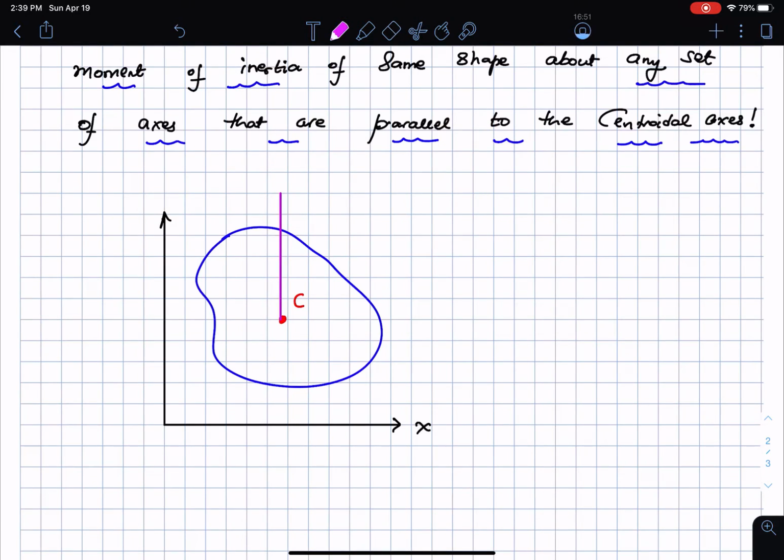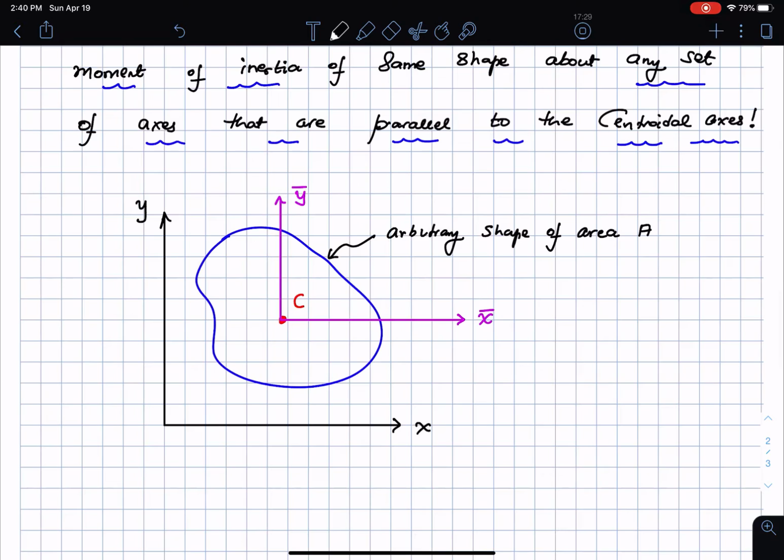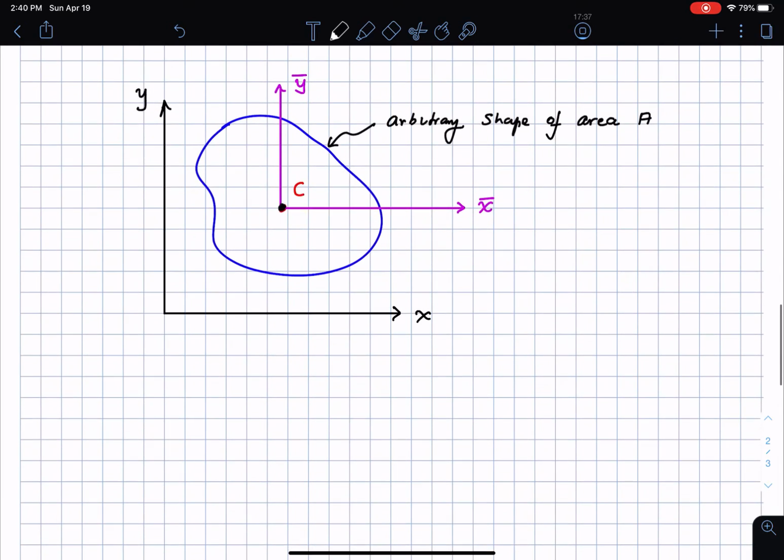I need to write that again. So this is the y-axis. Then I have a set of centroidal axes which I have drawn here. These axes are going to be called x bar and y bar. This is an arbitrary body, an arbitrary shape, of area capital A. C is the location of the centroid. Let us assume that this is something that we know. So C is the centroid of the arbitrary area.